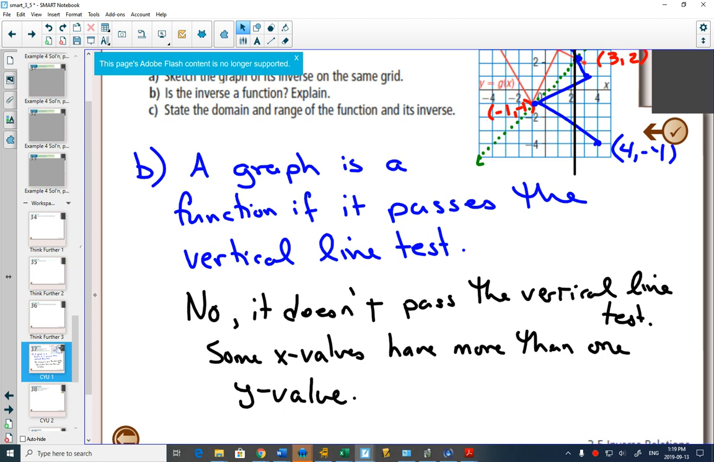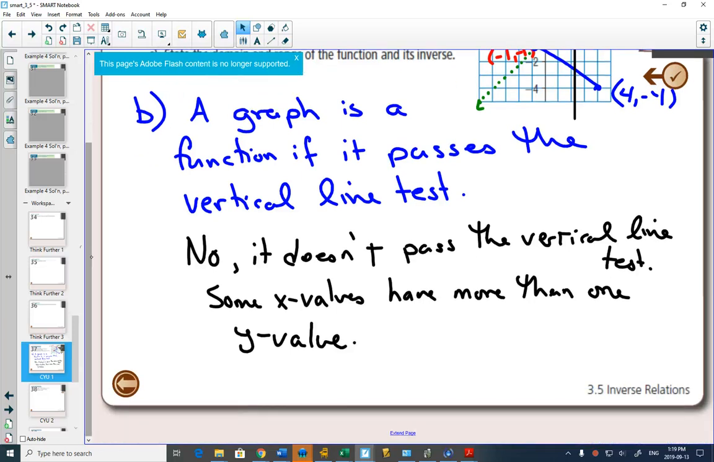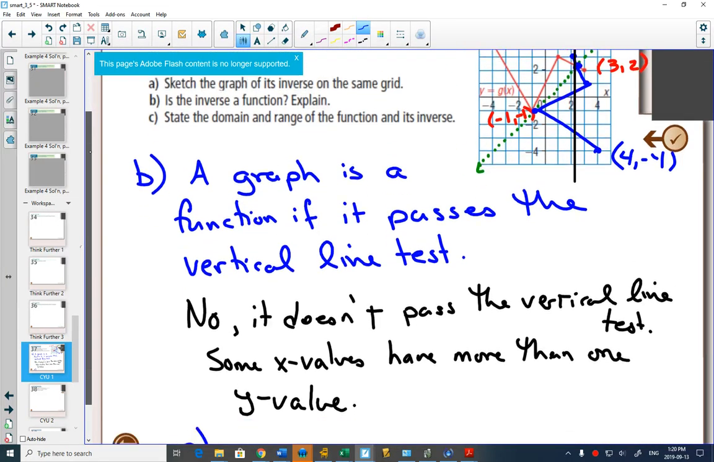X squared is a function. What do you get when you square 5? 25. If you did it again, would you get something different? No, you'd always get 25, right? And so we have certain things are functions if they always give the same number. So we can test that with the vertical line test. Now, when we state the domain and range for both the inverse and the original, Part C, we'll do the domain and range for both the original function and the inverse.